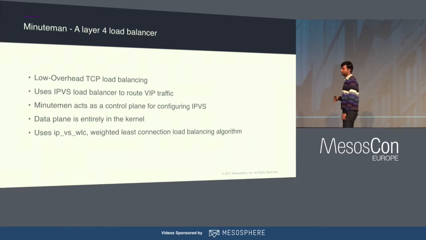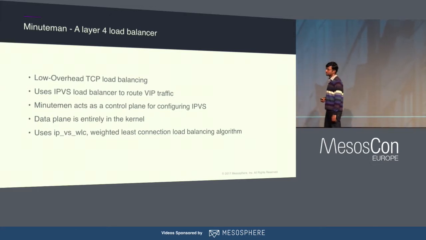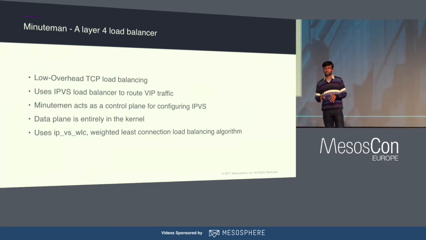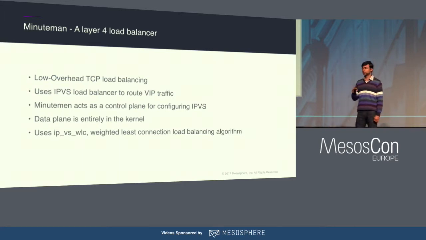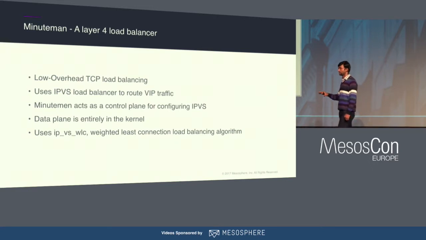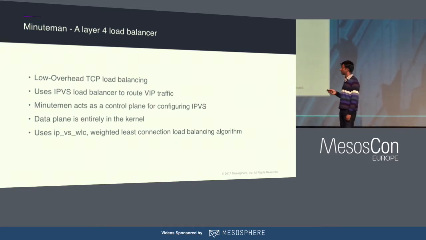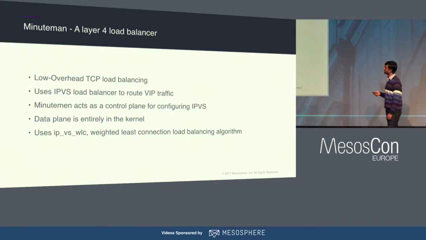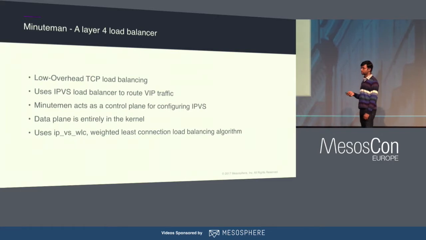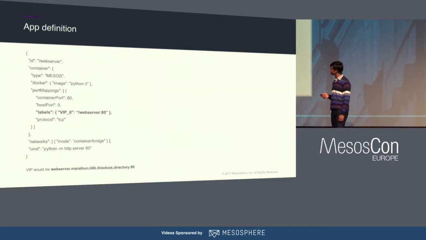Minuteman uses something called the IPVS load balancer, which is in the Linux kernel. So it programs the IPVS entry into the Linux kernel, and so the control plane is done by Minuteman, but the data plane is entirely in the kernel. Full load balancing is happening in the kernel itself. And the algorithm that we use today is weighted least connection, but the weight is 1 for all the connections, so it's pretty much the least connection.